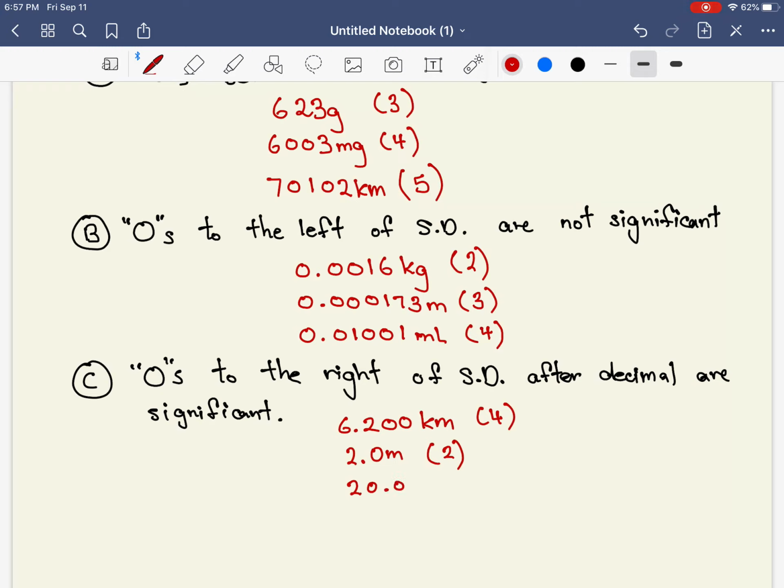Another one, 20.00 millimeter. Okay, will all 3 of these zeros count? Certainly. That will be 4 significant digits. Okay, and what about this? 0.00220. Now this is a special one because we need to know the fact that these ones won't count, but this one will, due to rule B and rule C. So the answer to this one is going to be 3.